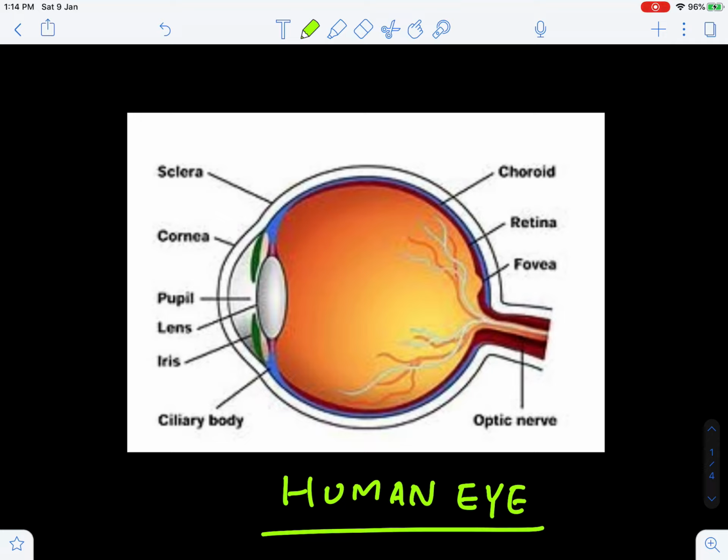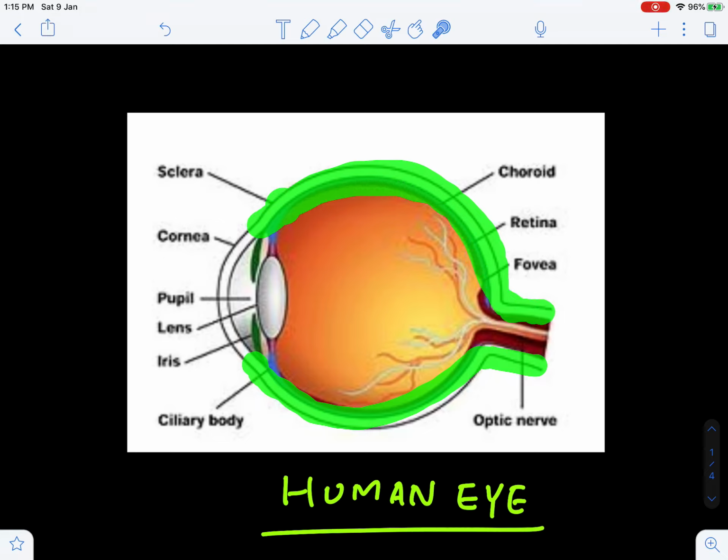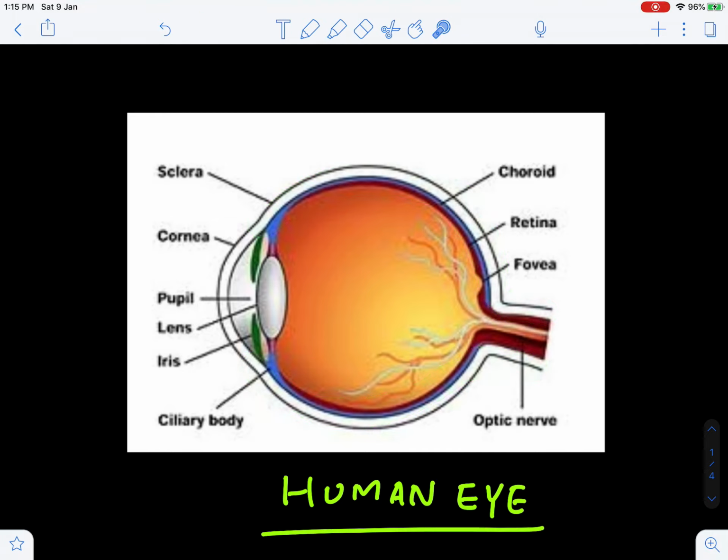First of all, you should see this cross sectional view I have made of the eye. This is the sclera. This cover is the sclera. If you see carefully, what I have colored here is the sclera, guys. Then comes the cornea. This is the cornea.